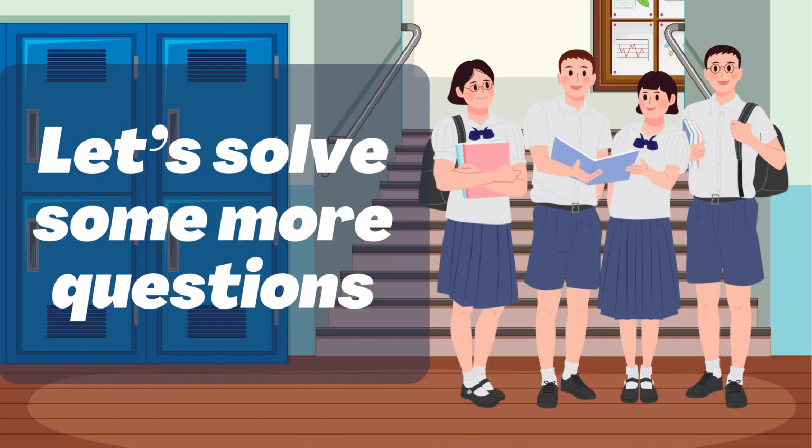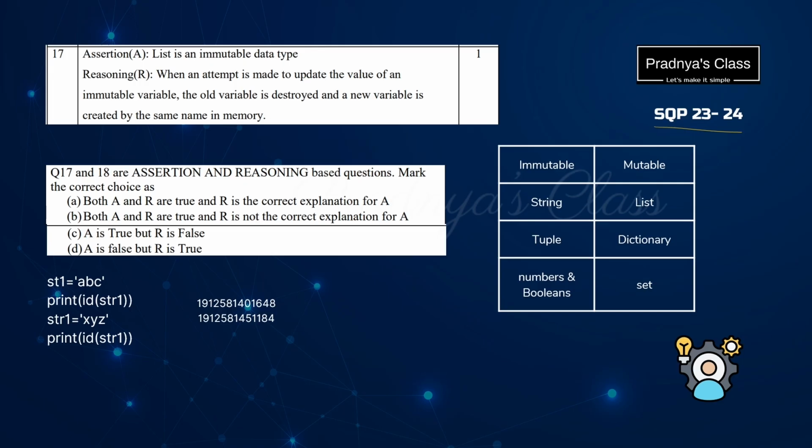It is in the form of assertion and reasoning. Read the question carefully. List is an immutable data type. Remember this table. These are all immutable data types, and here is the list of the mutable data types. List is a mutable data type, not immutable. Alright, look at the 4 options.